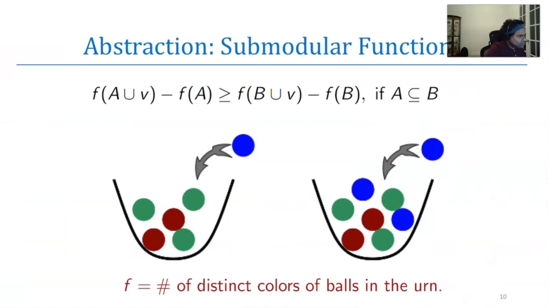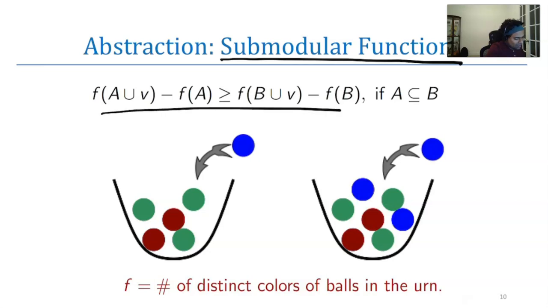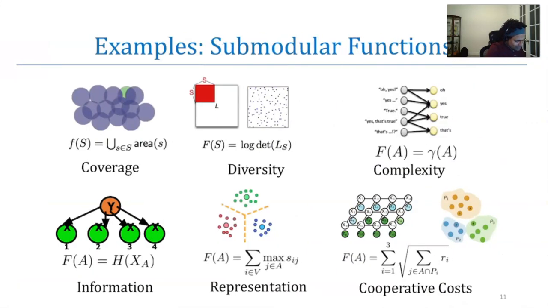To make this more concrete, we'll define the notion of submodular functions. Submodular functions basically have this notion of diminishing returns, that the gain of adding an element shrinks as the context of the set grows. This is what this inequality says, and this is an example of an instance of a submodular function.